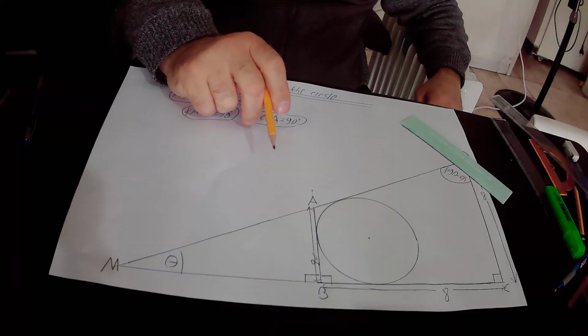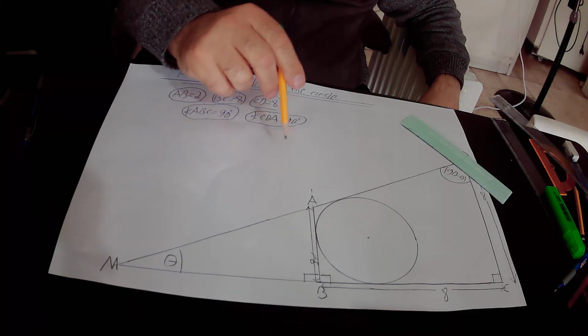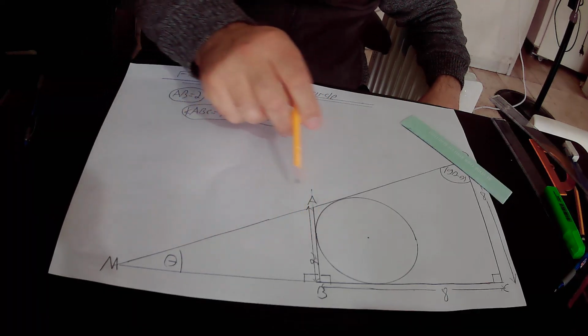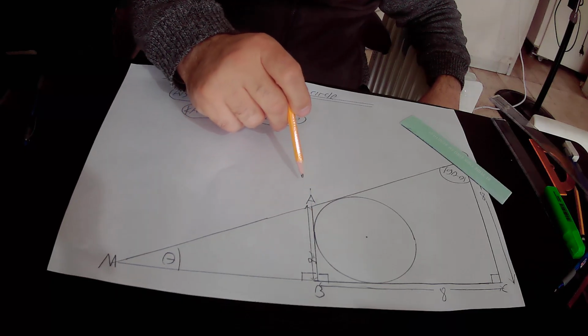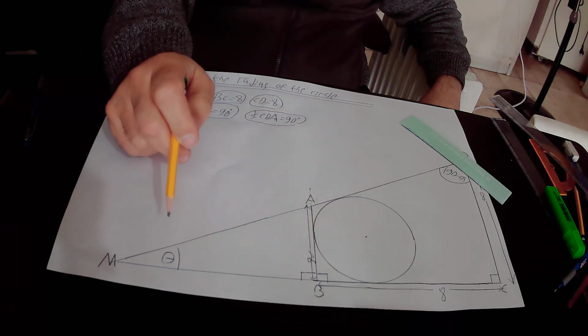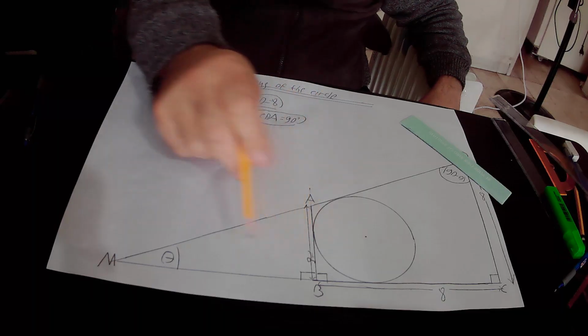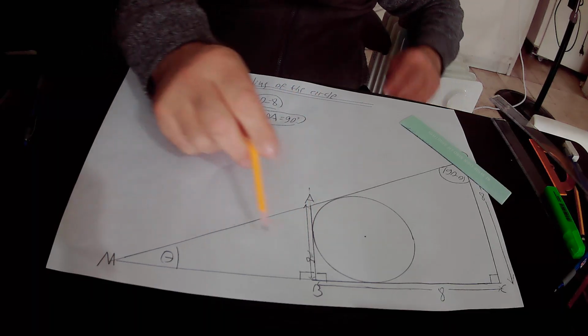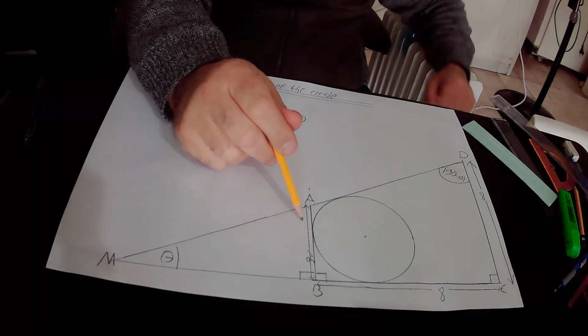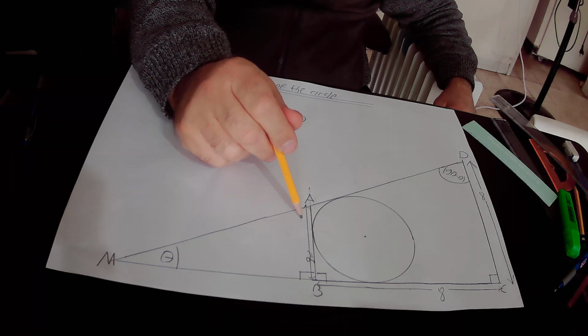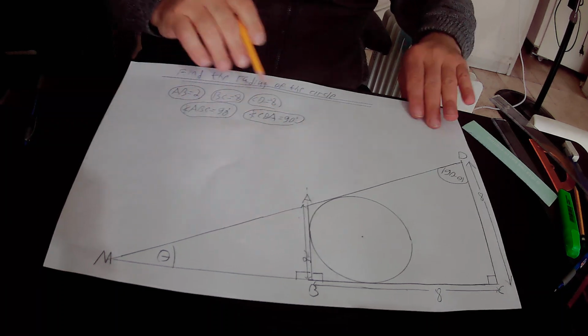And therefore, triangle ABM is a right triangle. We focus on this small right triangle ABM. In the right triangle ABM, this angle equals theta, this angle equals 90 degrees, therefore the missing angle here must be equal to 90 degrees minus theta. So I write it down.